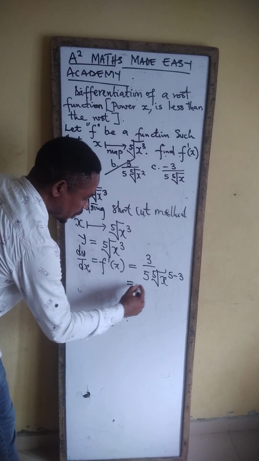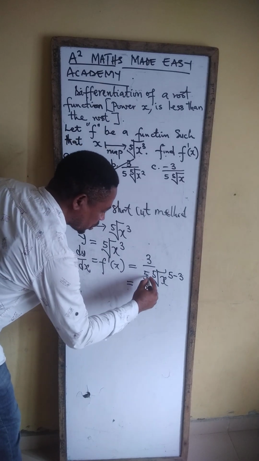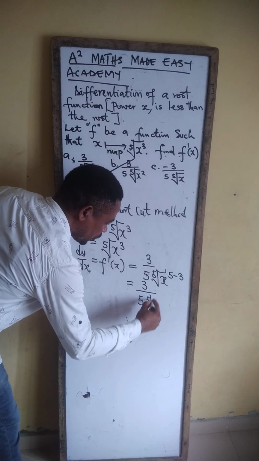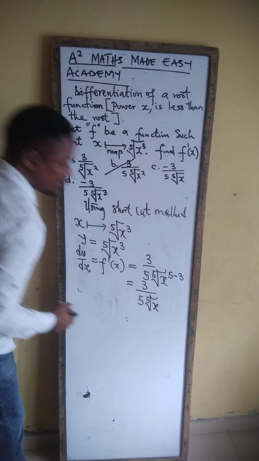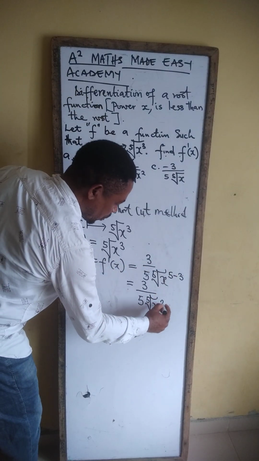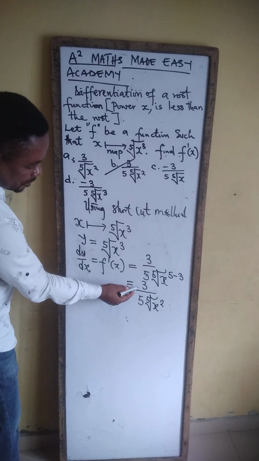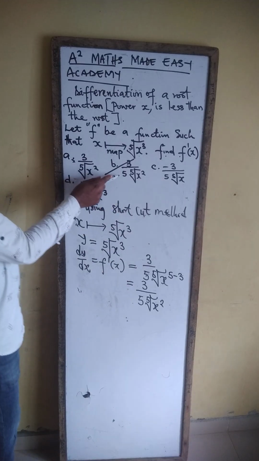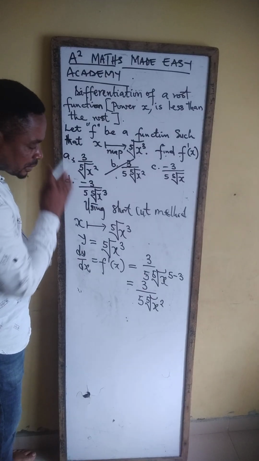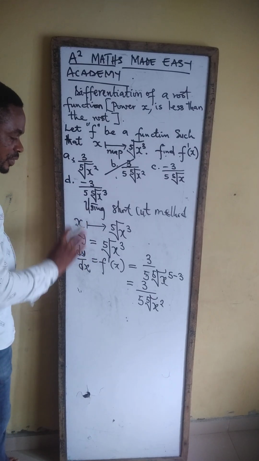Finally, the answer now becomes 3 all over what? This is 5, right? And I have with me again fifth root of what? X. Are you with me? I will now say 5 minus what? 3, which will give me what? 2. Can you see that this very particular answer has corresponded with the one that we solved, which is the correct answer, which is option what? B. This is exactly how to solve it using shortcut.